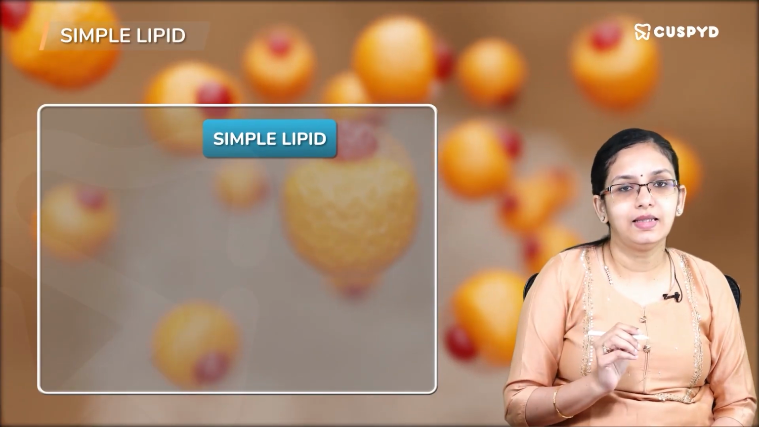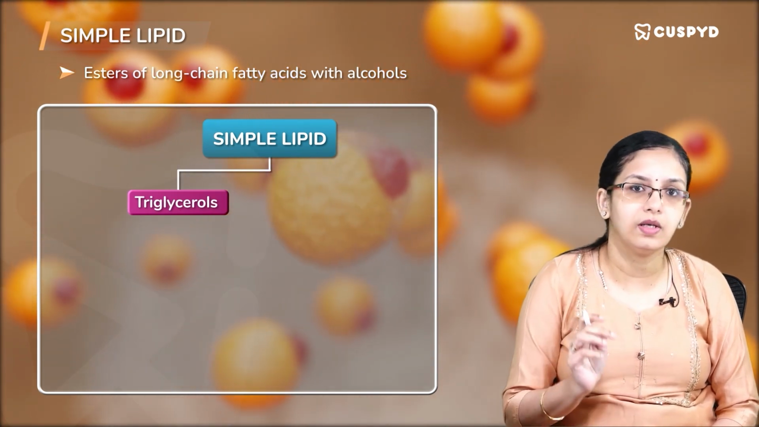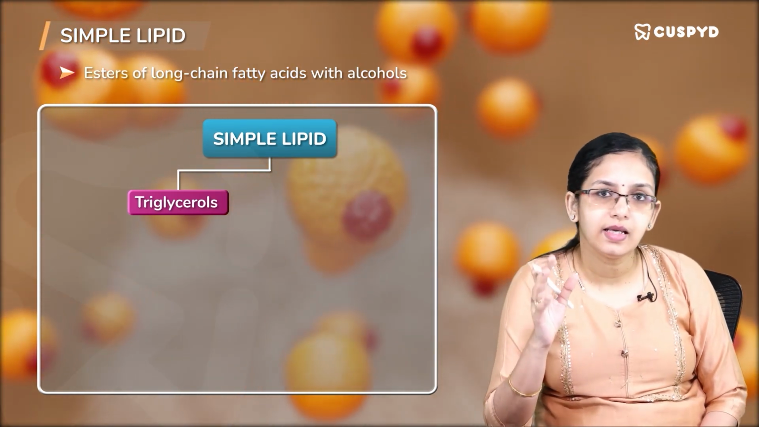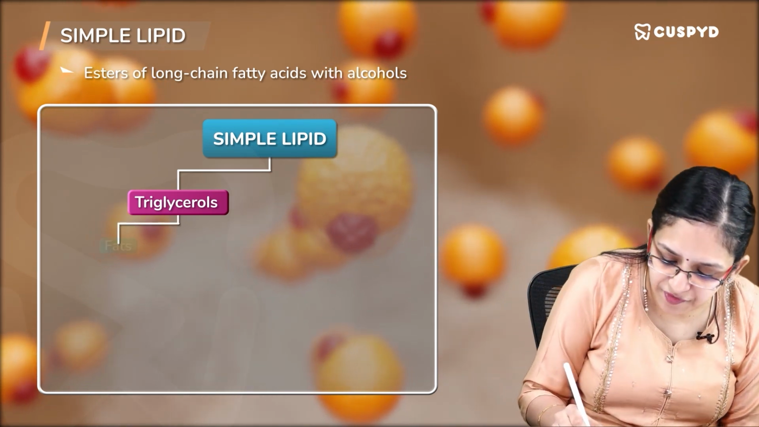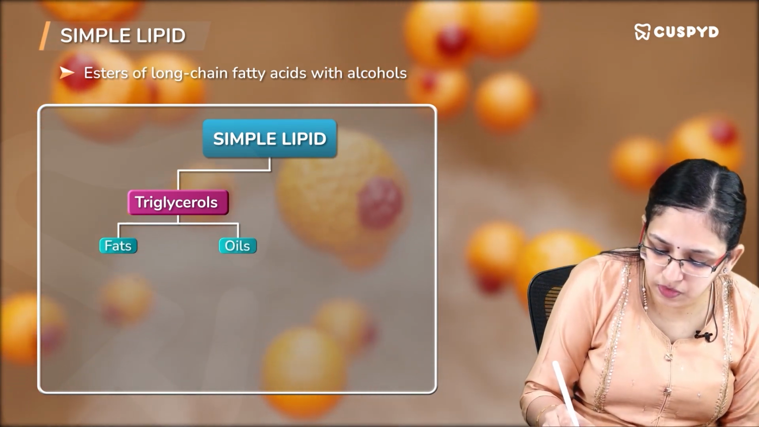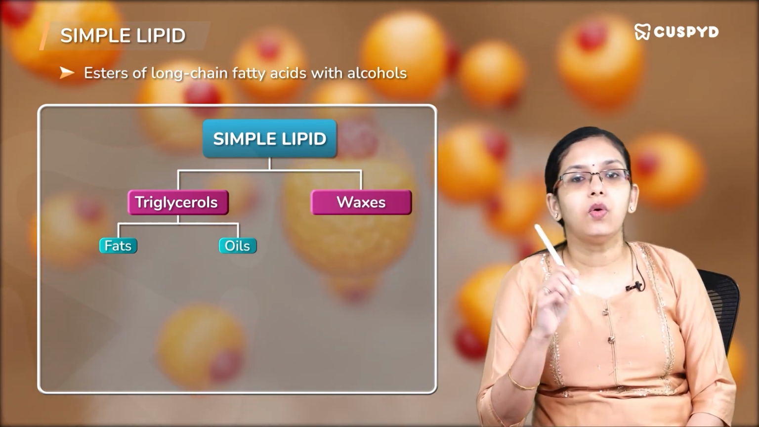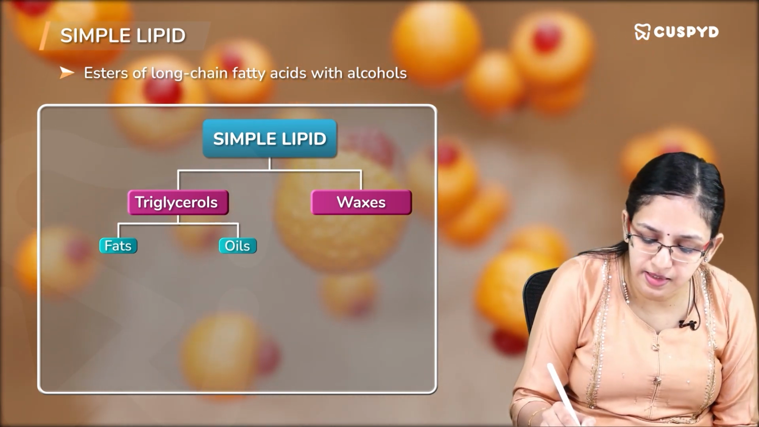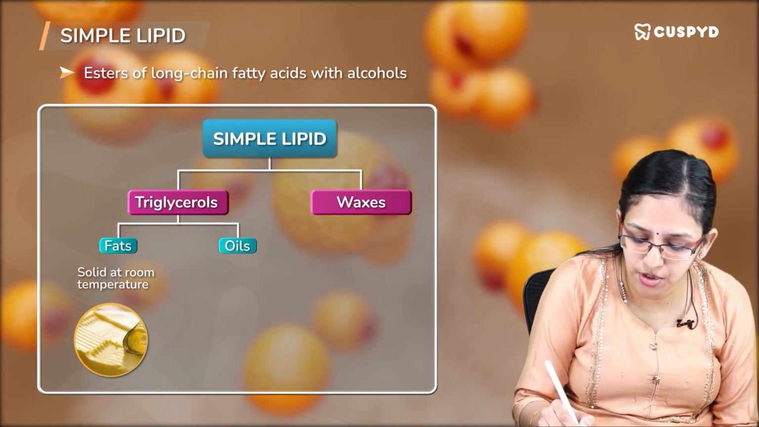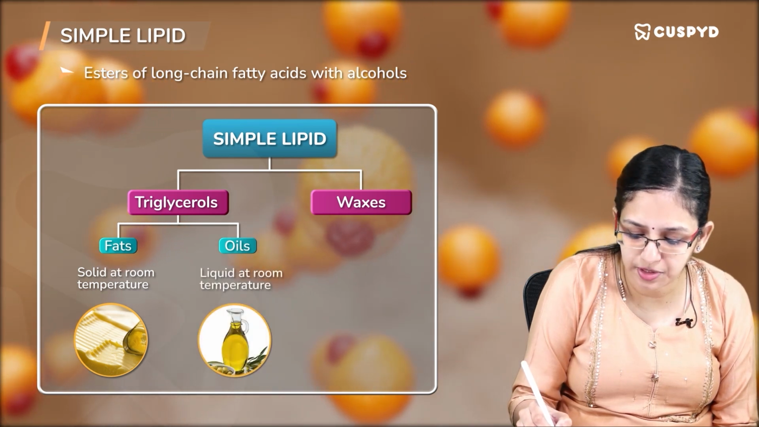Simple lipids are nothing but esters of long-chain fatty acids with alcohol. Here, the alcohol is glycerol. Examples of simple lipids are fats and oils and waxes. So, what is the difference between a fat and an oil? A fat is a solid at room temperature and oil is a liquid at room temperature.